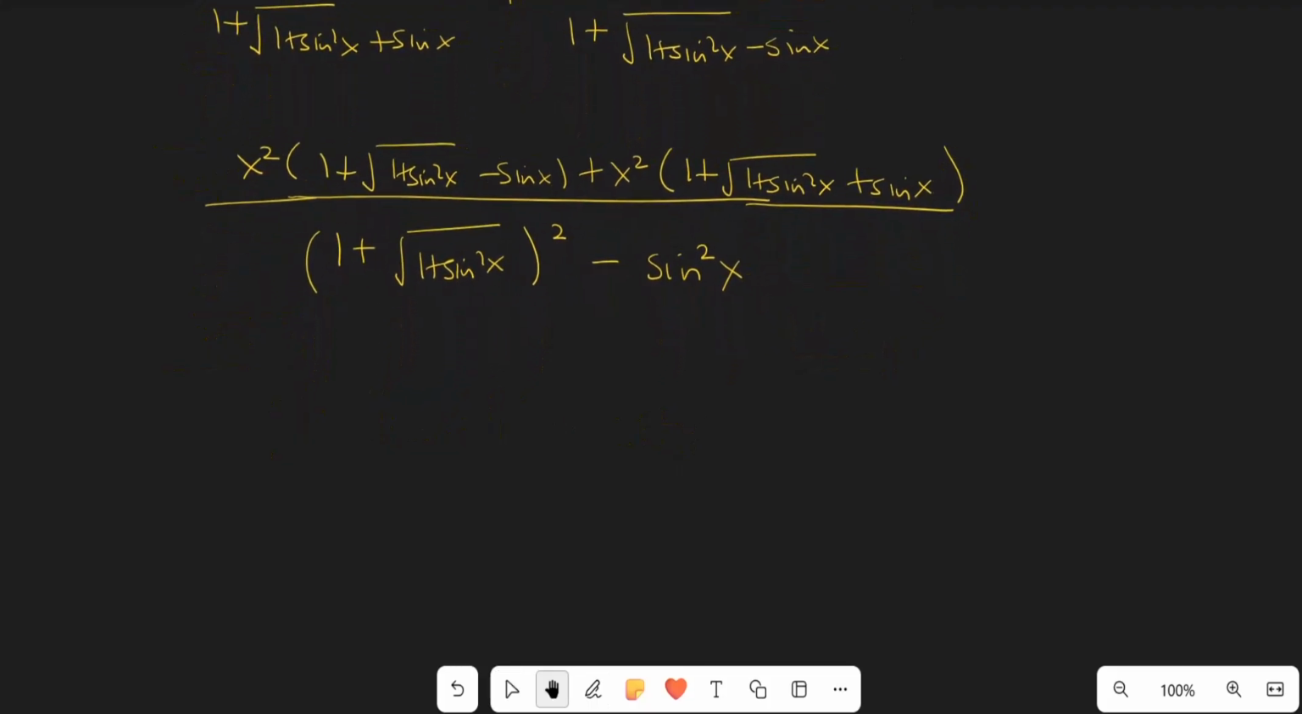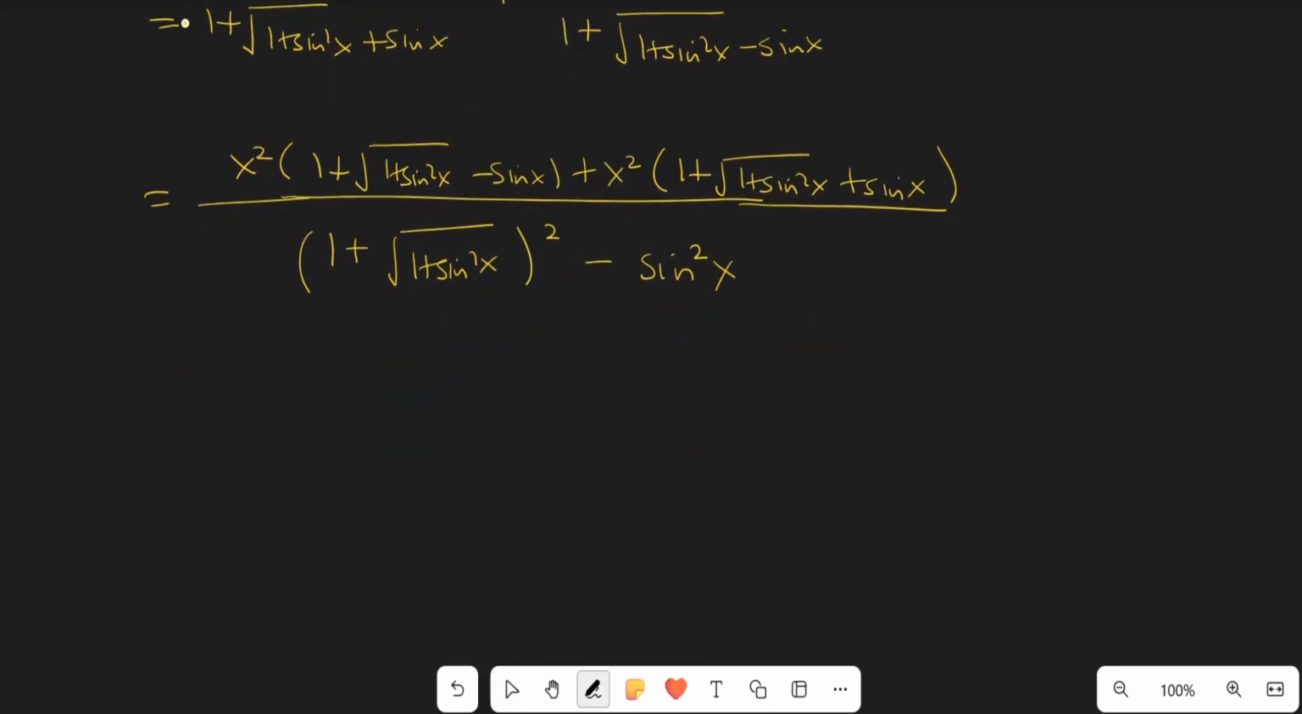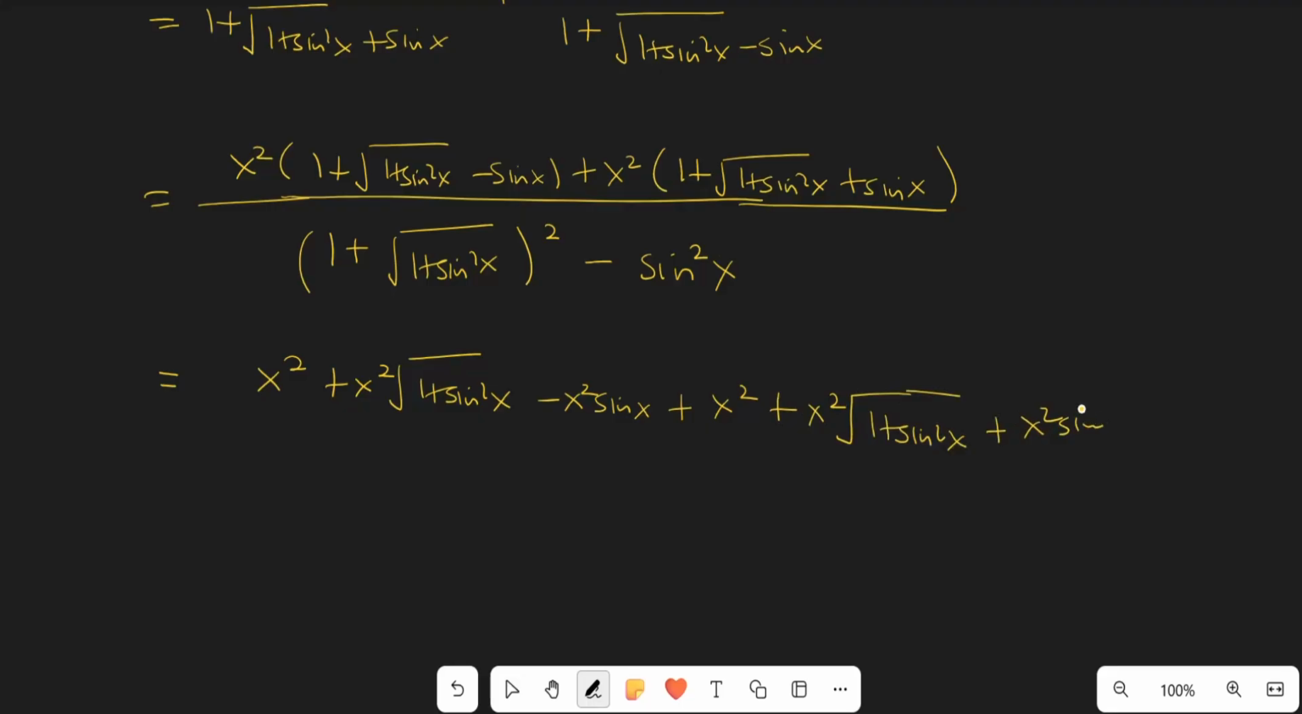That's the denominator. Okay, so this one is going to be, you can now distribute our x squared: x squared plus x squared times the square root of 1 plus sine square x minus x squared times sine of x, plus x squared plus x squared times the square root of 1 plus sine square x plus x squared sine of x.